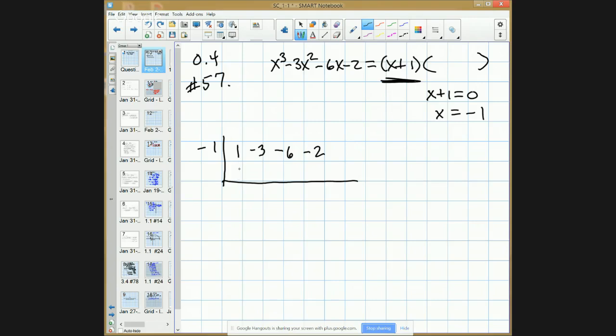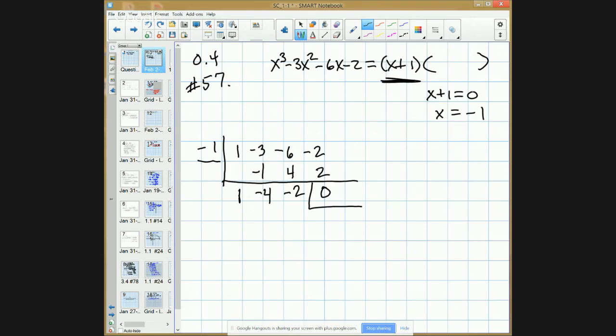Bring down the first coefficient from the bracket, 1. Take that negative 1 times 1 and put the answer here. Now add that column. Once again take the negative 1 out in front and multiply it by that. That would be a positive 4. Now add the next column of coefficients. Again, multiply negative 1 times negative 2 is 2, and add the last column. And that last one, that's your remainder.